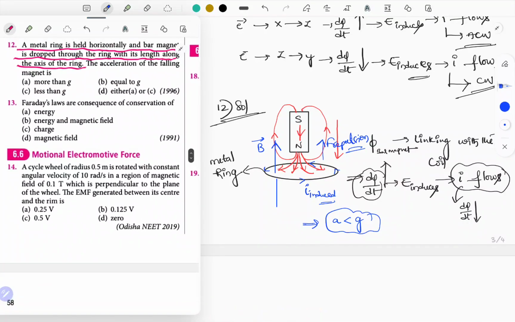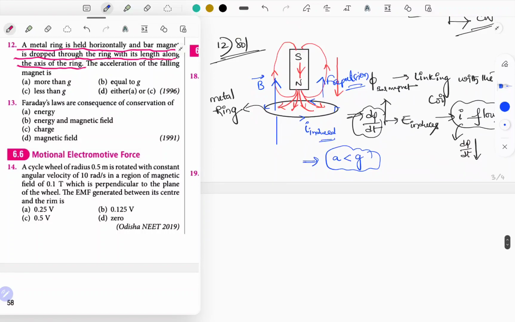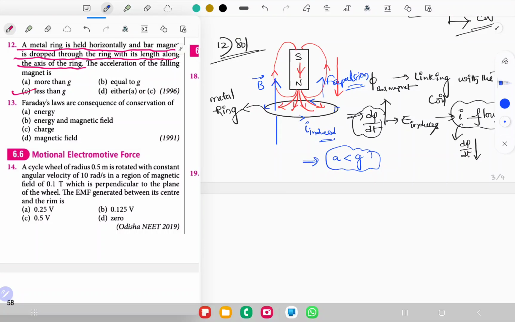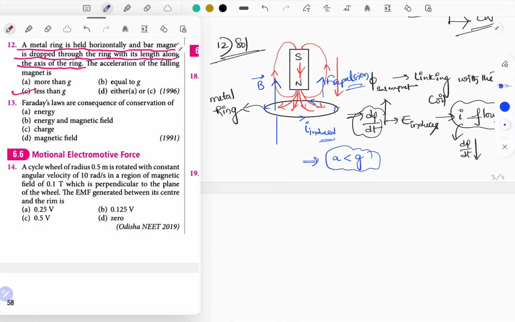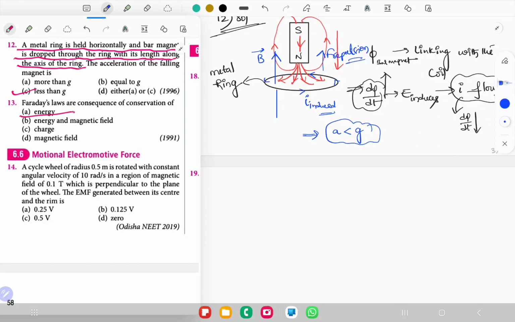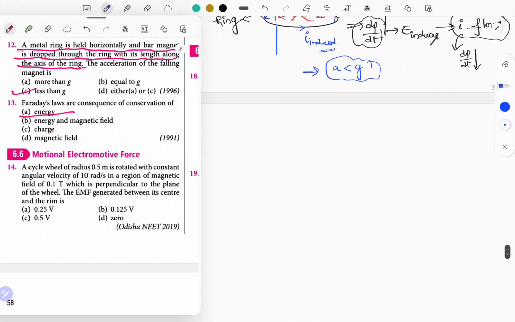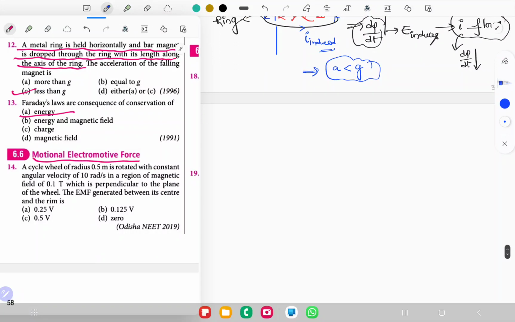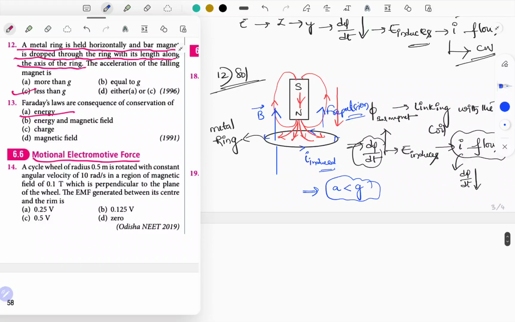Hope you understood. Okay, let's move on to the next. Which option is correct? Option C is the correct answer for question number 12. Got it? Next, Faraday's law is a consequence of, very good, it's a consequence of energy. So direct answer. Let's move on to the next topic, that is electromotive force, motional electromotive force. Okay.